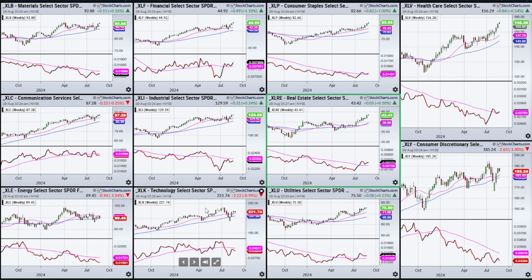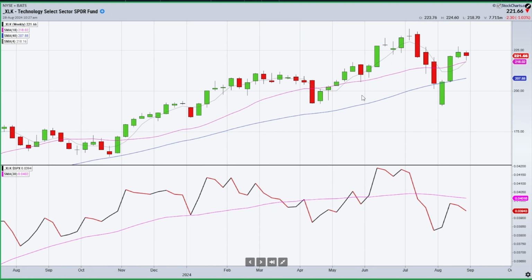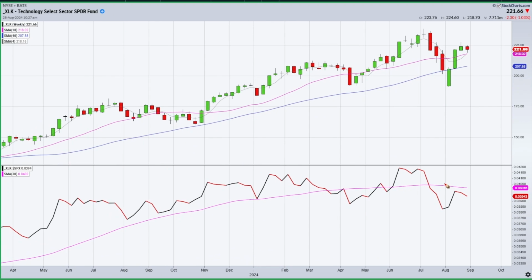Now, the other thing I want to mention here, and I wanted to focus in on this for a second, is we do show some deterioration on a relative basis for the XLK, right? The technology. However, we don't have true confirmation, in my opinion, in terms of real damage being done. And the reason is that we've got price action still in pretty good shape. These moving averages are still rising and price got right back above them.